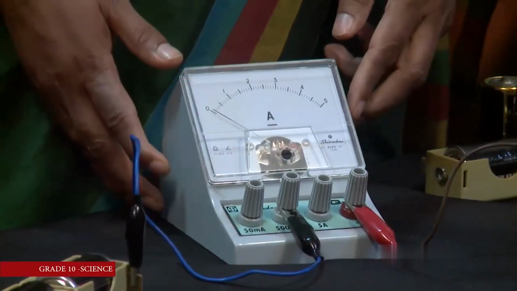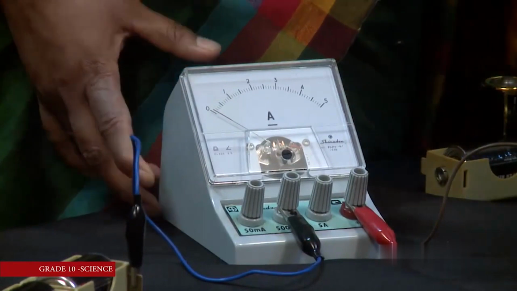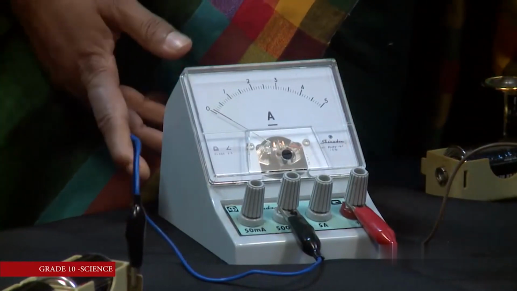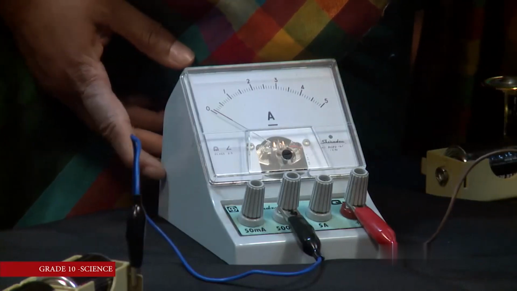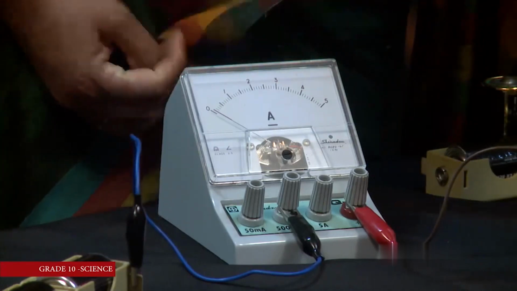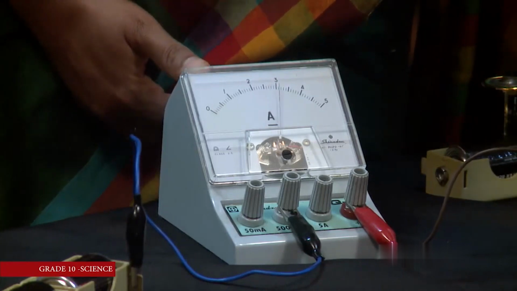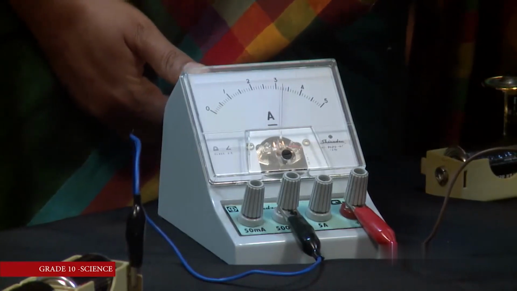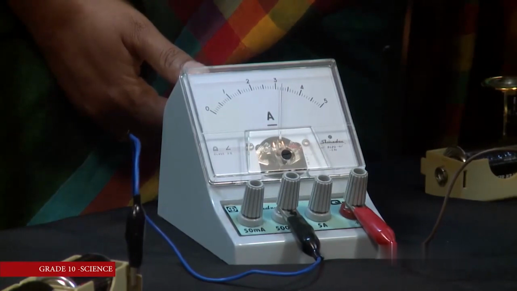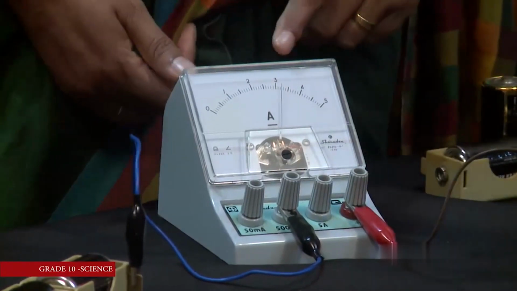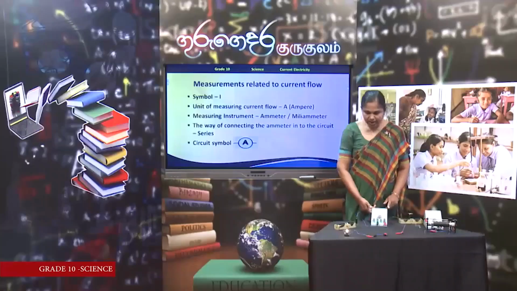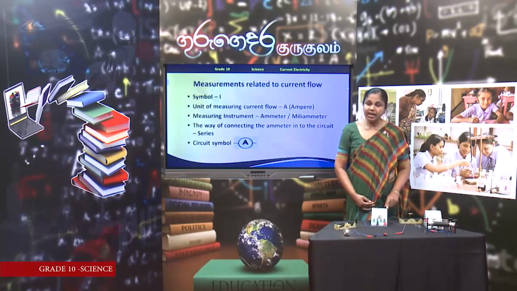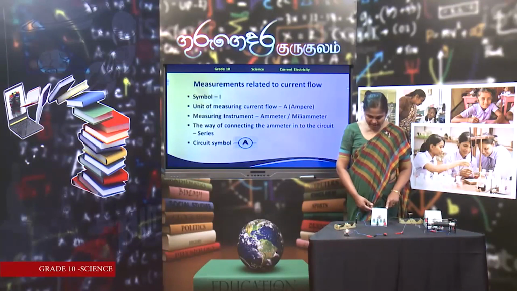Children, I am going to show you the way that ammeter deflects again. When the switch is on, please observe the reading of the ammeter. Right. Now you can see the indicator of the ammeter deflects. Right. This is the way we measure electric current through a circuit.